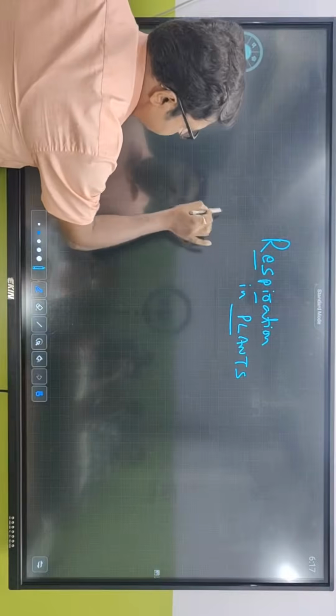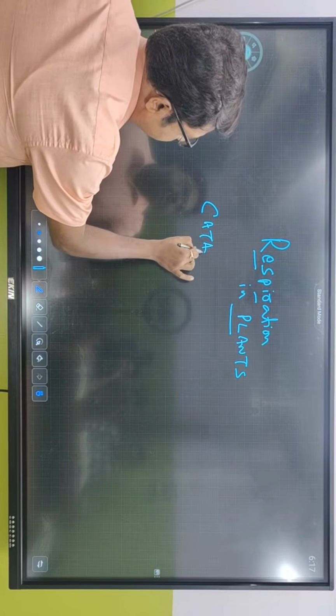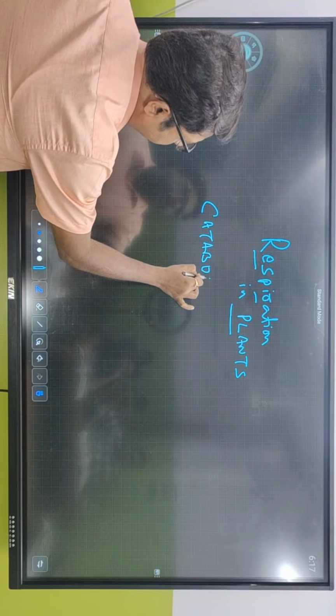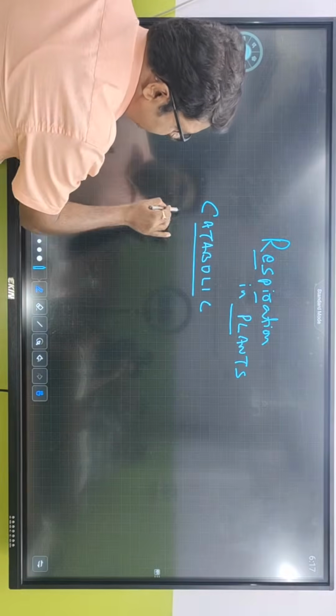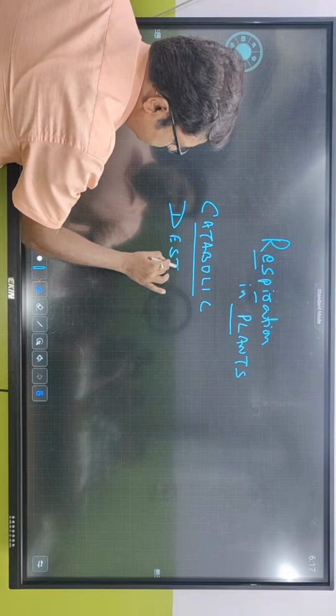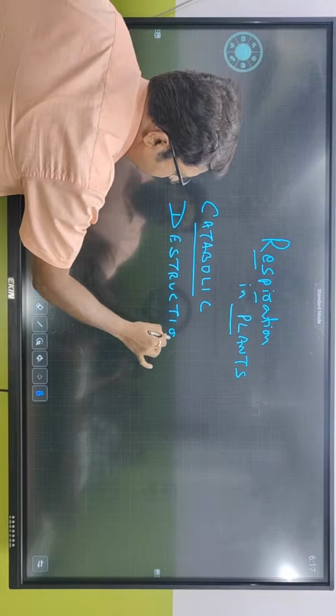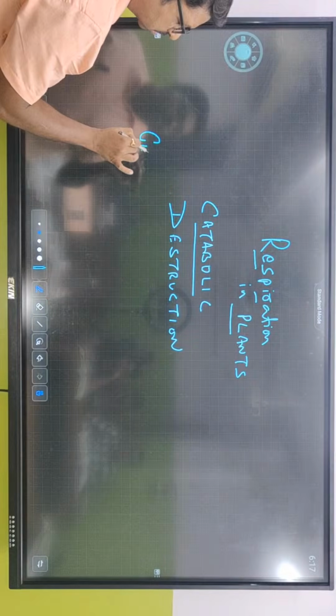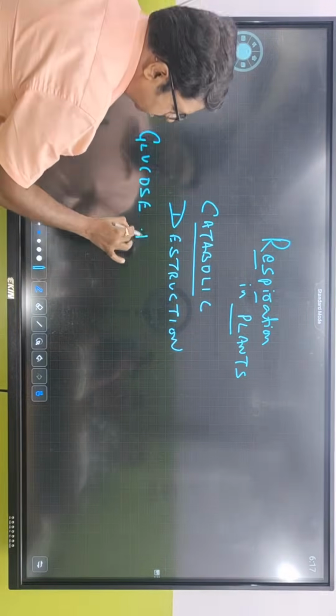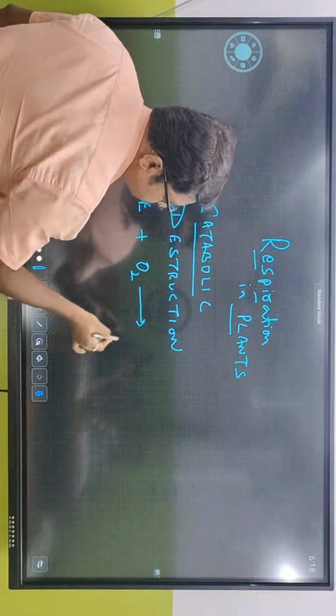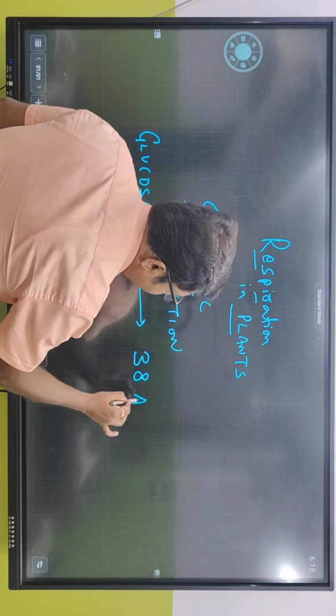What is the meaning of the term respiration? Normally we know that respiration is a catabolic process. Now what is a catabolic process? That means it is a destructive process, where the glucose, when broken down in the presence of oxygen, gives rise to some energy. What is the energy that we get normally? It is 38 ATP.